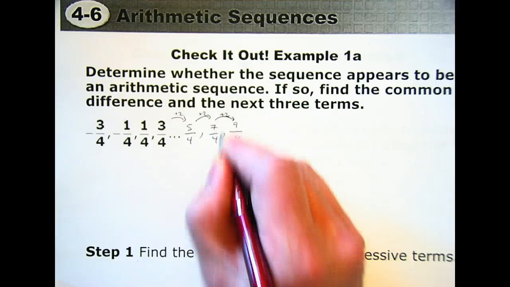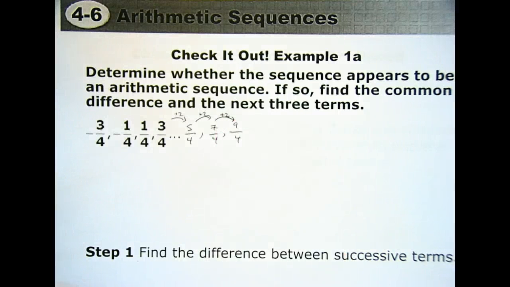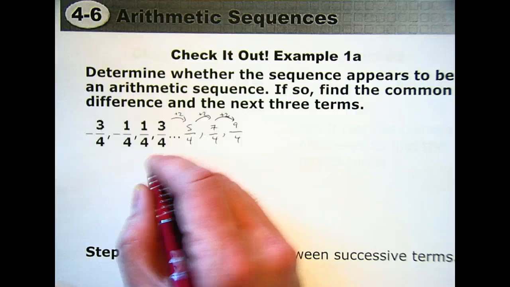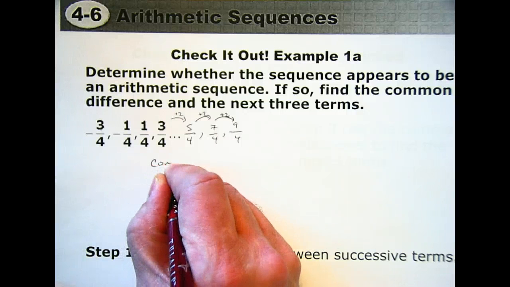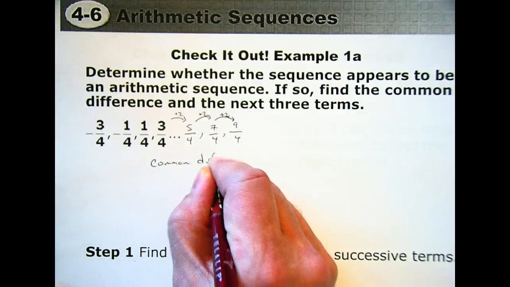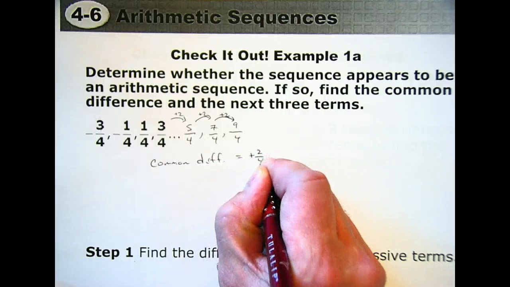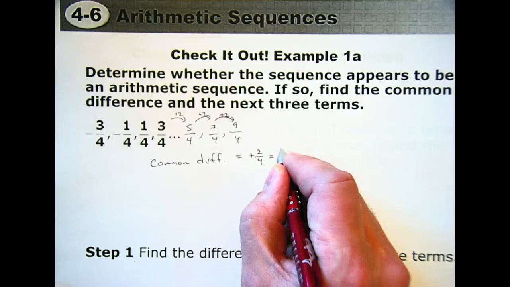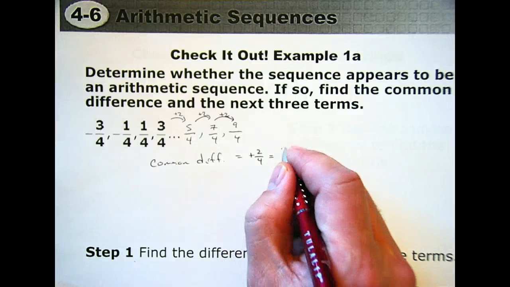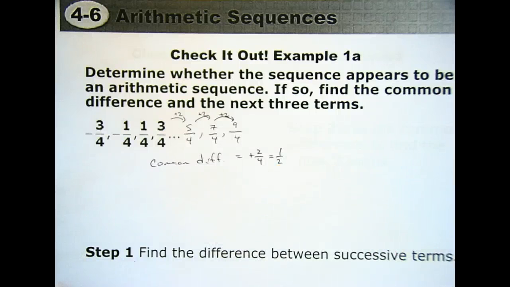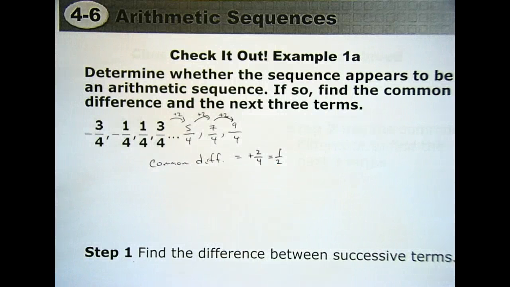But it's not really adding 2. What is it adding? Yeah, it's adding 2 fourths. So the common difference here is add 2 fourths, which some of you were saying is, what is 2 fourths? 1/2. Yeah, it's also 1/2. Okay? Kind of tougher, huh? Fractions make it a little more difficult, but remember, if it's a common denominator, ignore the denominator until the very end.